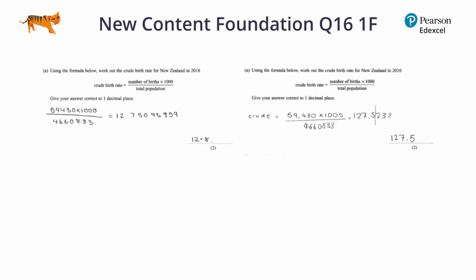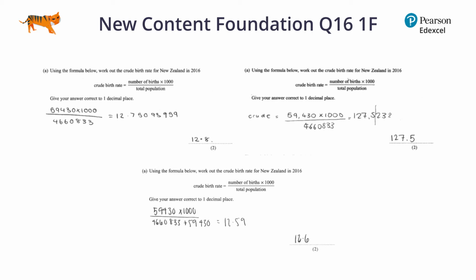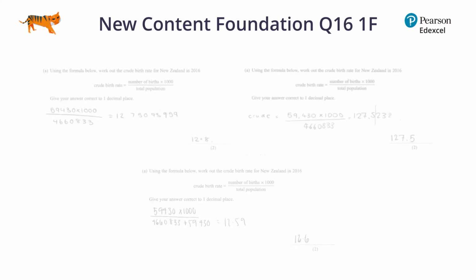In the second response, they have shown a fully correct method, but then have an incorrect answer of 127.5. This was awarded only 1 mark and highlights the importance of students writing down all their working out, as if they had just put the answer, this would have been given no marks. In the third response, we can see that they have the wrong denominator and this has resulted in the incorrect answer, so this response was awarded no marks.